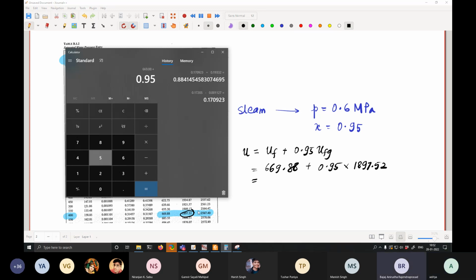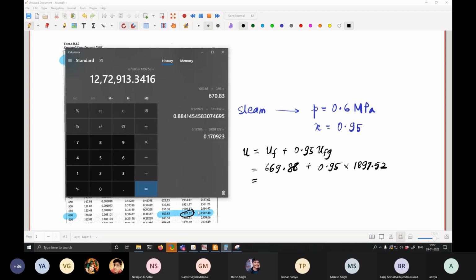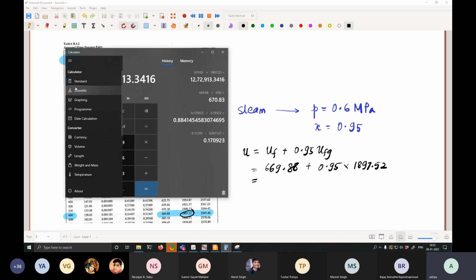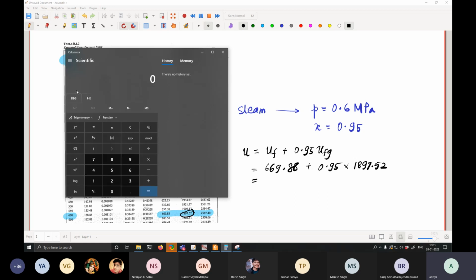So 2472, 2472. Okay, my calculator has completely gone. Can I get a better calculator? Like, scientifically. Let's see.